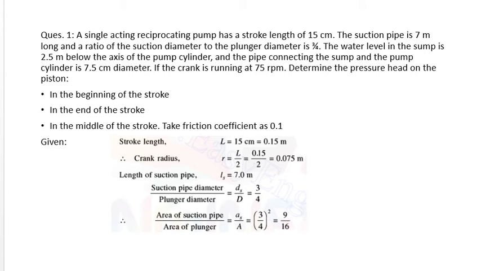It is given in the question that suction pipe diameter to the plunger diameter is 3/4. So with the help of this ratio you can make a relationship between area of suction pipe to area of plunger, that is (3/4)^2, because area is pi/4 d square, so that is 9/16.